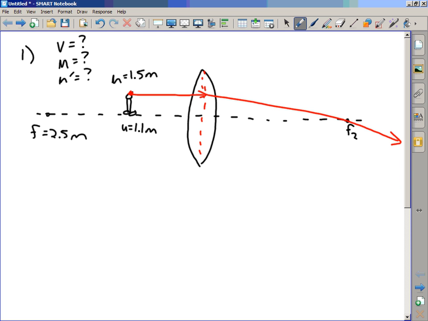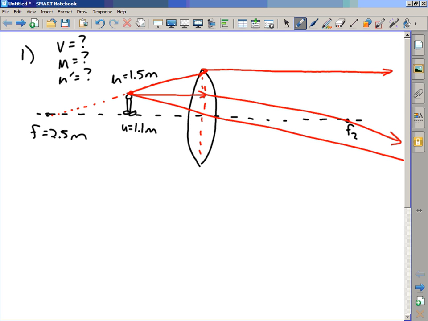Give me another rule. There are two other rules. Give me a rule. A ray going through the center will continue. All right, a ray going through the center will just keep on going. And a ray that acted like it came from the focal point comes out parallel.